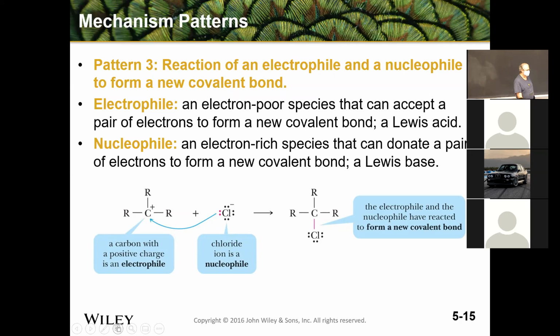So here's a good example of the reaction of a nucleophile with an electrophile to form a new covalent bond. Chloride is the nucleophile. It's the Lewis base, the electron pair donor. We start from the base, and it attacks this positively charged carbon, donates a pair of electrons, and forms this covalent bond.